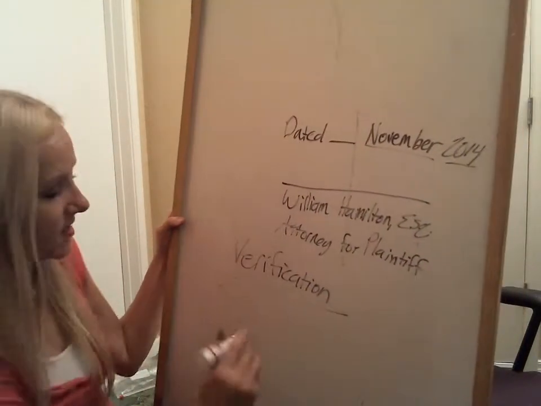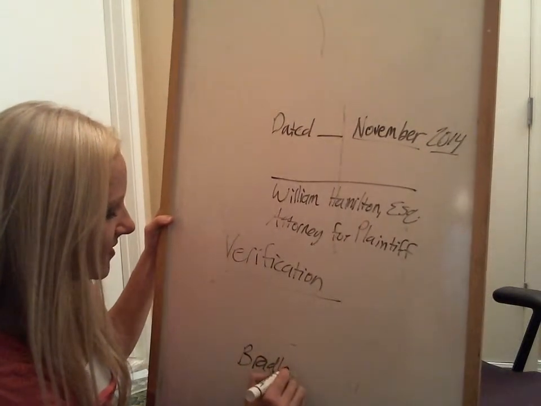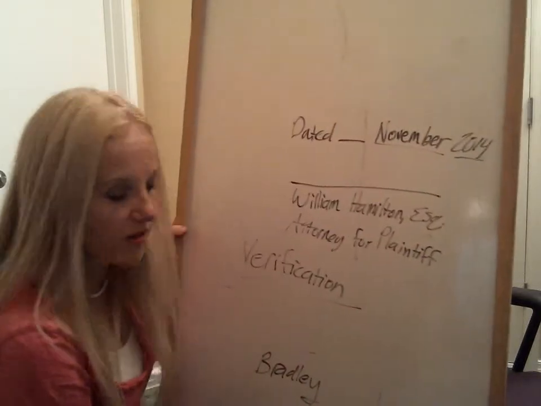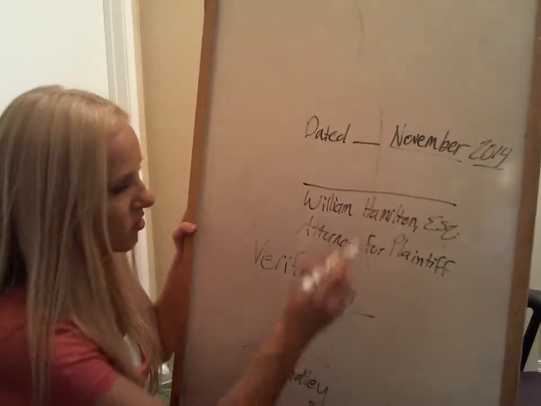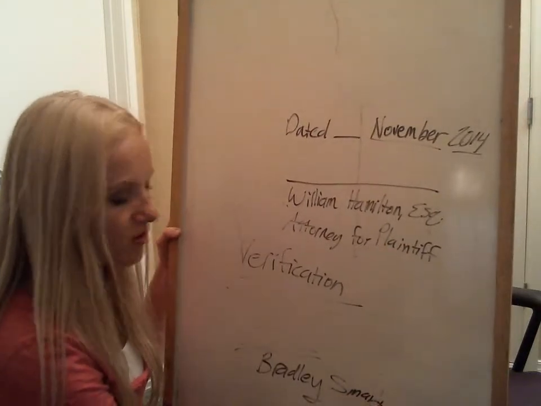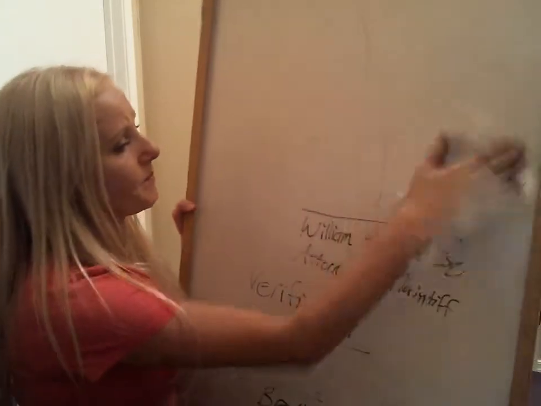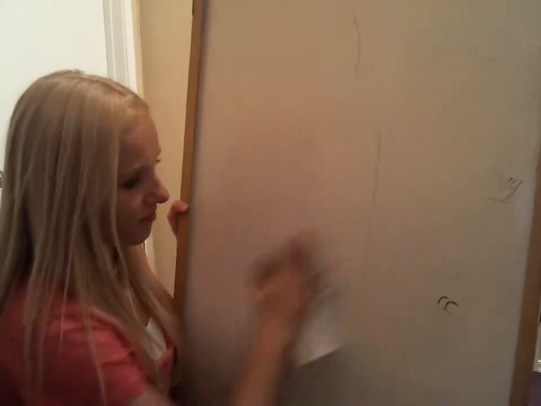Bradley Smart verifying this is the complaint he wants filed in his name, because even though the attorney's filing it, it's on behalf of Bradley Smart. So you can include a verification at the bottom. But this is your complaint. And again, just a brief view.